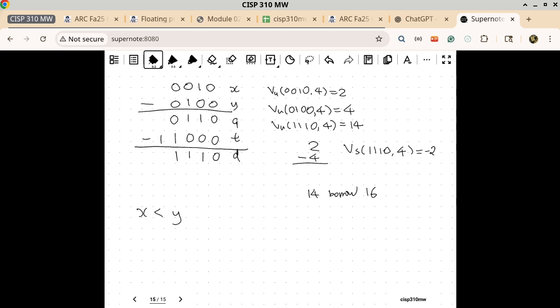Yep, because 1110 is a 14, because we have a 2 plus a 4 plus an 8. So that gives us a 14. So 14 is also the unsigned interpretation of 1110.